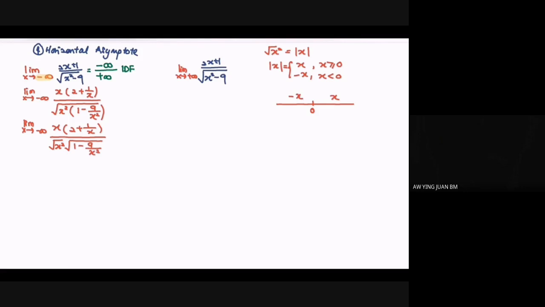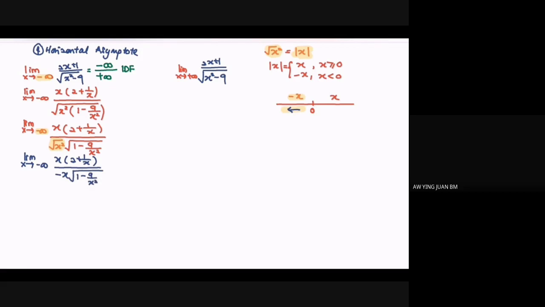So kindly refer to the definition. We have square root of x squared, which is equal to absolute value of x. Based on the definition, we have x and negative x. So for this case, we have negative infinity, meaning towards the left. Since x is approaching negative infinity, negative x is selected for this case. Limit when x approaching negative infinity, we have x bracket 2 plus 1 over x, over negative x, because x approaches negative infinity, or we can say towards the left.